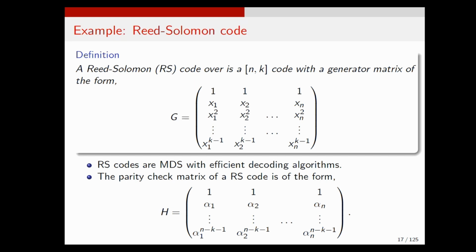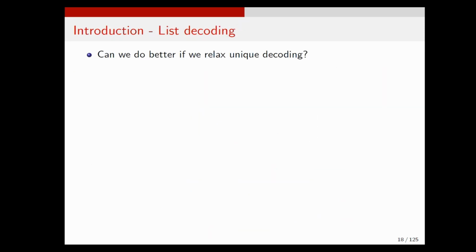Okay, excellent. We have seen unique decoding, we have seen MDS codes, and we have seen Reed-Solomon codes. Here is a question: we know that we cannot decode beyond distance d over 2, because we can't decode beyond the Singleton bound. So the question is, if we relax the condition on unique decoding, can we do better? Let's say I'm okay with getting 2 answers while I'm decoding. Can I actually decode beyond the Singleton bound?